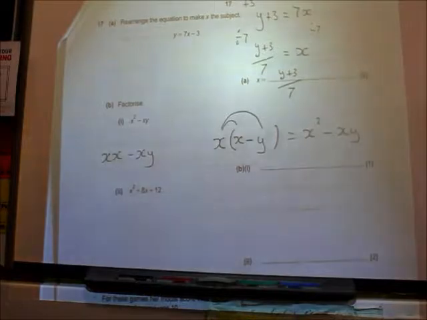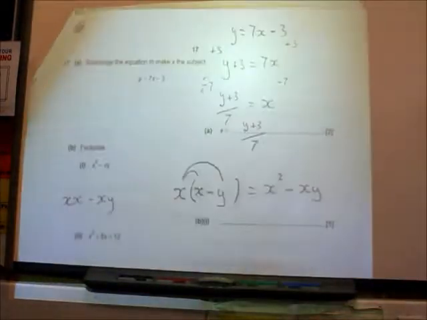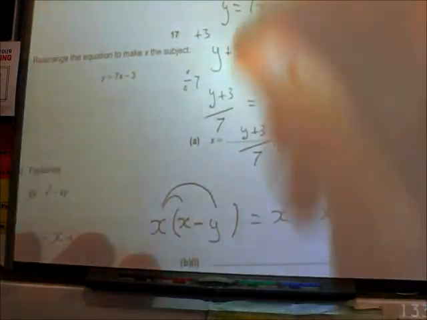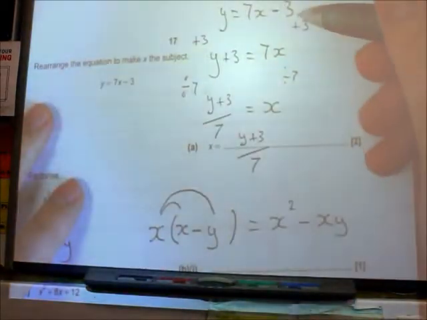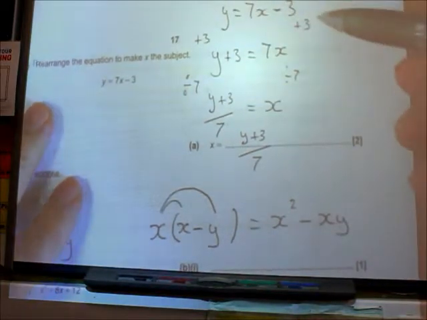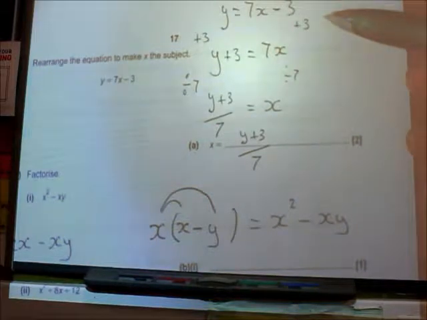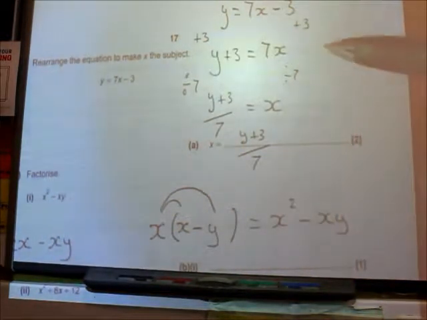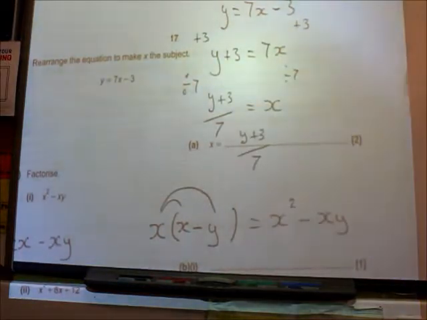Okay, question 17. Rearrange the equation to make x the subject. I've got it all here, and I'll talk you through it step by step. Right, first of all, I'll do the workings here. I've written out the equation: y equals 7x minus 3. When you want to rearrange it to make x the subject, that means you want it so it says x equals whatever it is, okay?